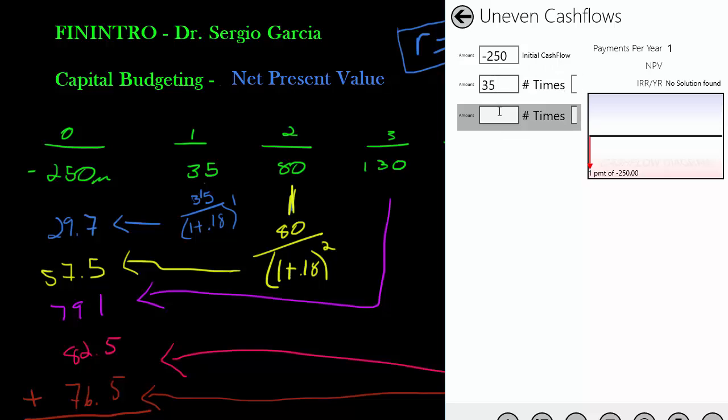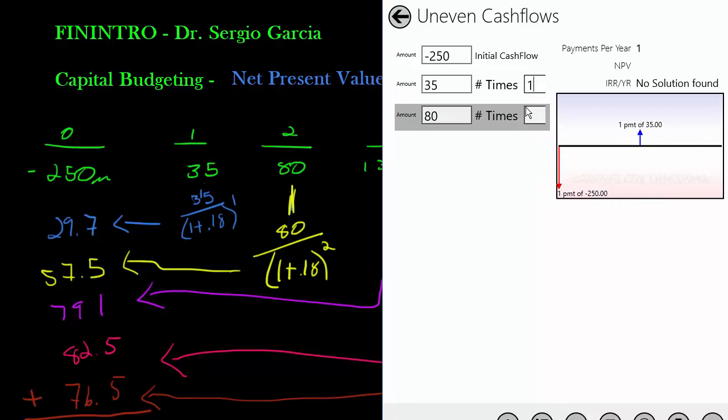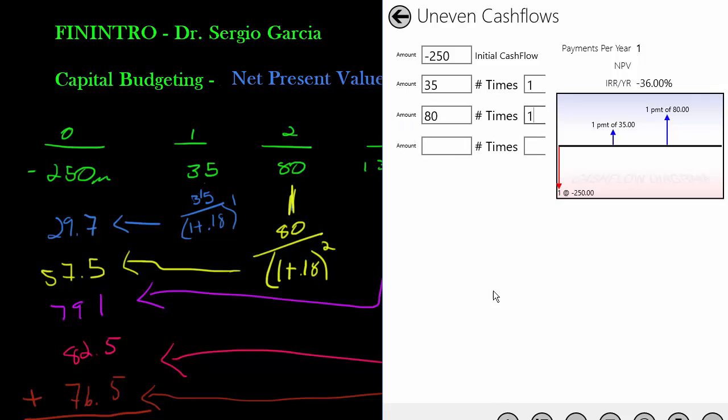It's 1 time. The next cash flow is 80. This happens 1 time. There we go. I guess I have to expand this out a little bit so you can see it. That happens 1 time. This is kind of a weird little deal. My next cash flow is 130. That's going to happen 1 time.